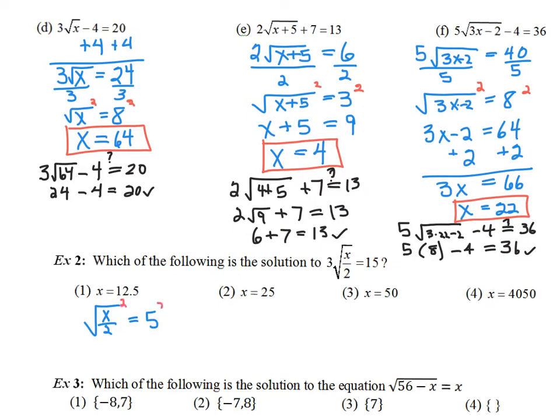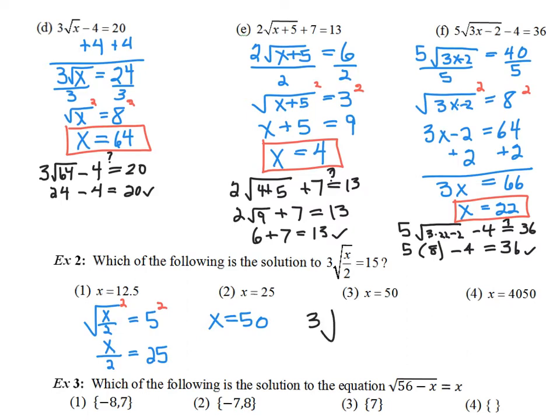Let's square both sides of the equation. So that makes my left side nice and easy. x over 2 is equal to 25. When I multiply both sides of the equation by 2, I get x is equal to 50. Now that looks like our solution, but we need to go back and check in the original.